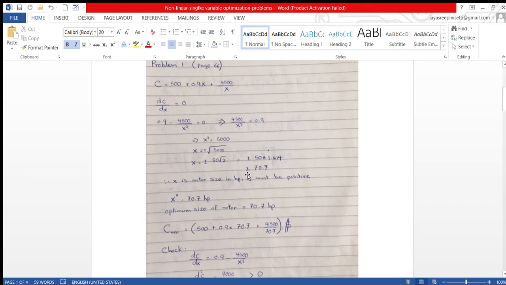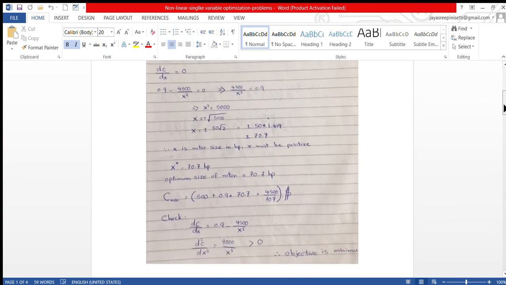x is plus or minus 70.7. The motor size can never be negative, so always positive. Take the positive one. So x equals 70.7 HP. You must take this size of motor so that your operating cost will be minimum. That's what it means: the optimum size of motor is 70.7 HP. So what will the minimum cost be? Substitute the x into this objective function, and you will get the minimum cost.